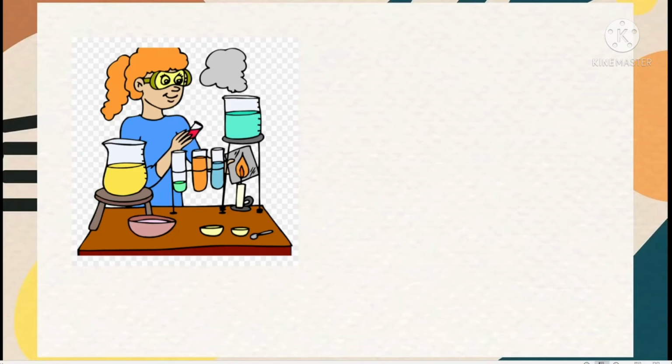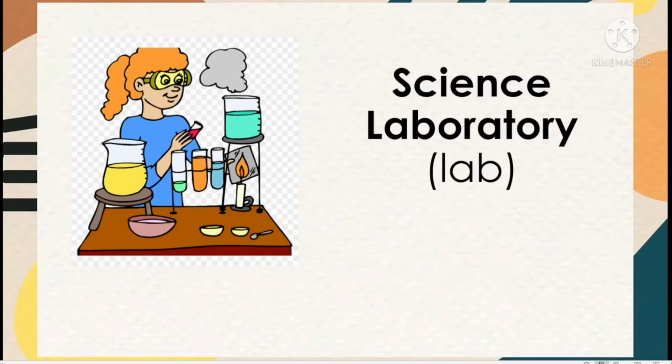Let's go to the next one. This girl is doing some experiment. What kind of room is this? I think it's a lab. What kind of lab? You're right. It's the science laboratory. Science laboratory or the science lab. How do you spell science? That is S-C-I-E-N-C-E. How do you spell lab? L-A-B. Science lab.